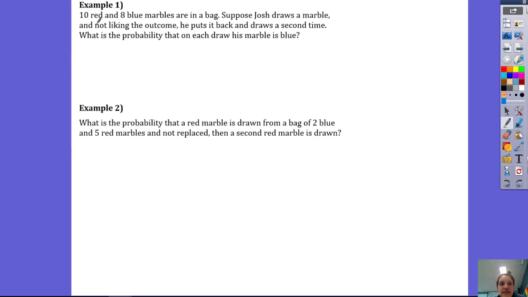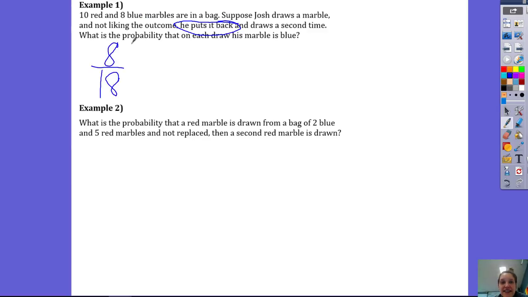So in the first example, we have 10 red marbles and 8 blue marbles. Suppose Josh draws a marble and he doesn't like the outcome, so he puts it back. Super important. He puts it back and he's going to draw a second time. What's the probability that on each draw his marble is blue? Okay, so we have 10 red, 8 blue marbles for a total of 18 marbles. So the first time he draws a marble, what's the probability that it's blue? It would be 8 out of 18.